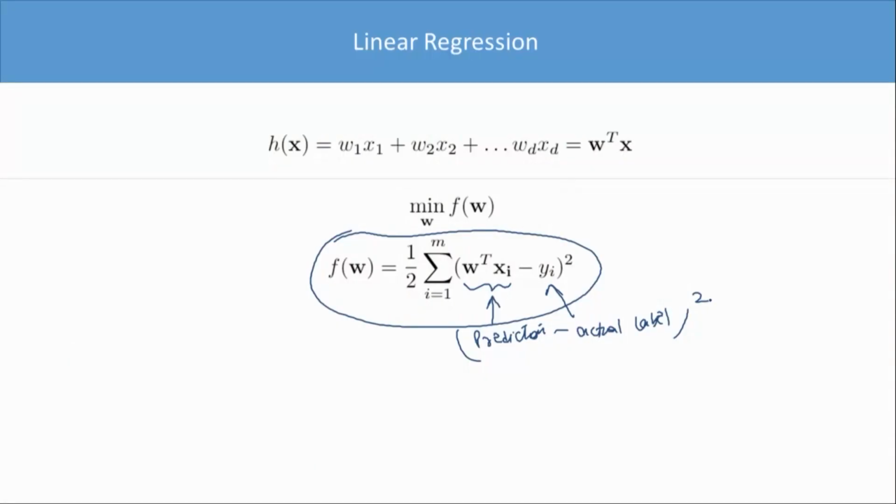Why is there a half? We can do it without the half. So a question for you. Let's say some W minimizes this function without the half. If I add the half, what would happen to the W that minimizes the function? Would it change or would it not change? It would not change, right?